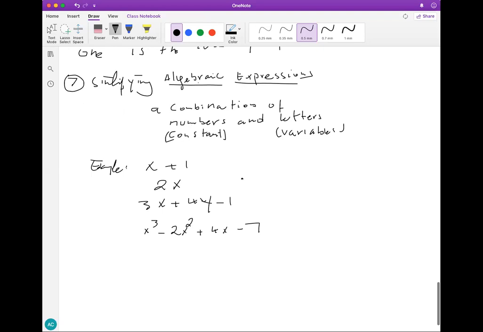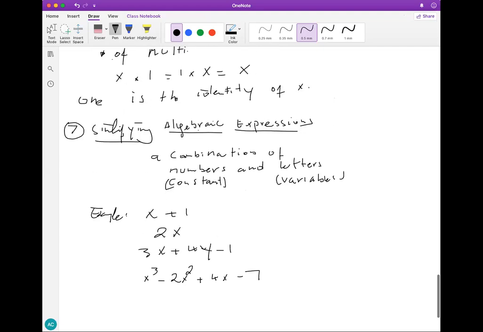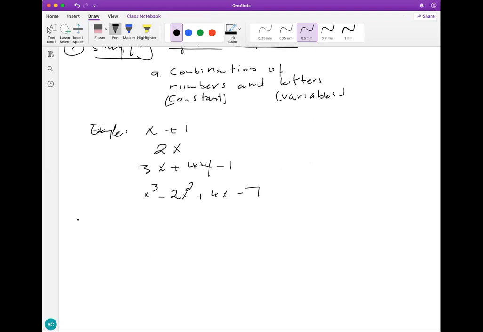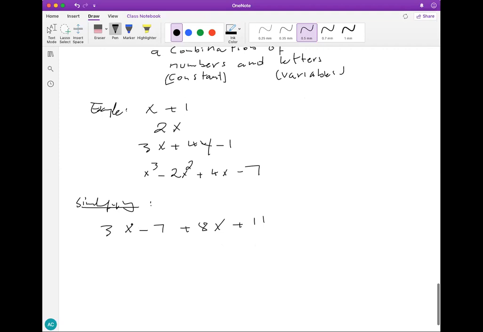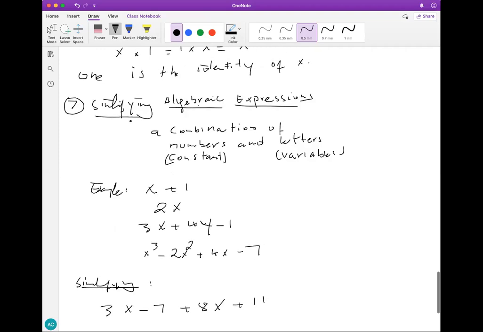Okay, and when we have two or more of these, we can combine them or we can simplify them. So for example, if you have, let's say, 3x minus 7 plus 8x plus 11. So that's an algebraic expression with what we call terms, 1, 2, 3, and 4 terms. Is there a way to make this simpler or shorter by simplifying it?